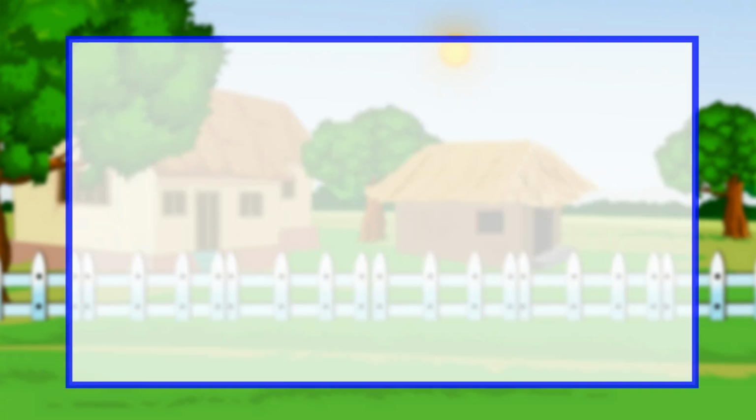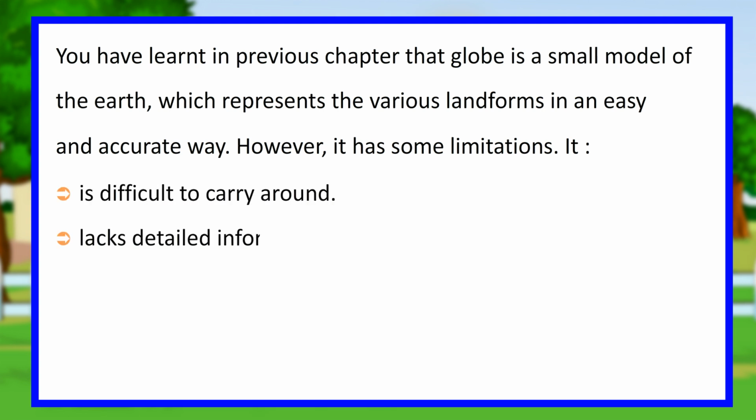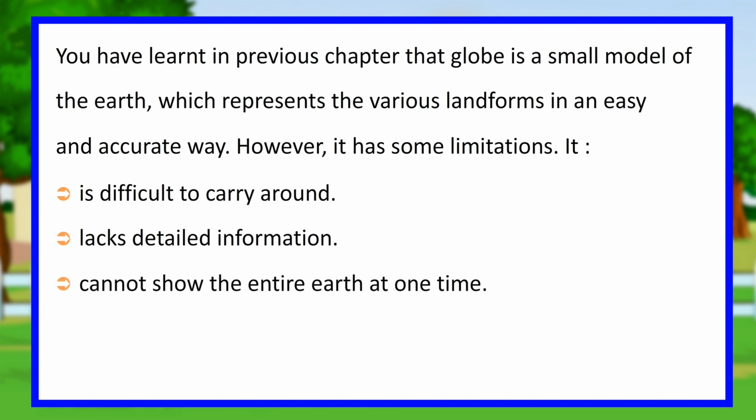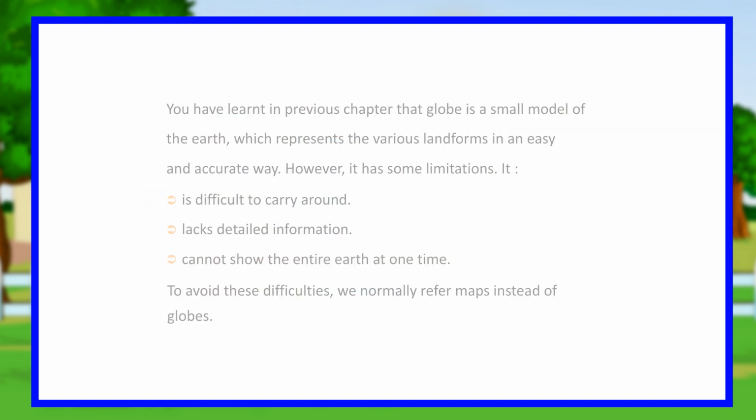The map. You have learnt in the previous chapter that a globe is a small model of the Earth, which represents the various landforms in an easy and accurate way. However, it has some limitations. It is difficult to carry around, lacks detailed information, and cannot show the entire Earth at one time. To avoid these difficulties, we normally refer to maps instead of globes.